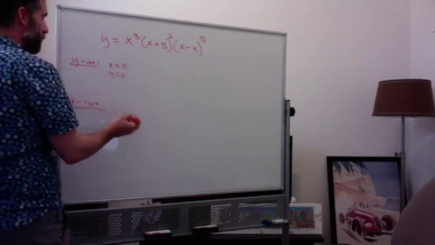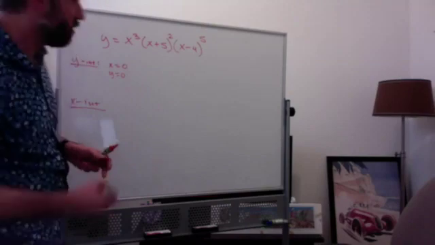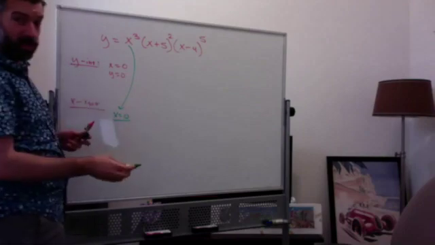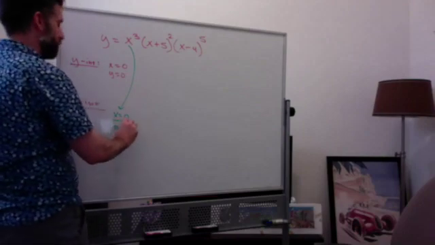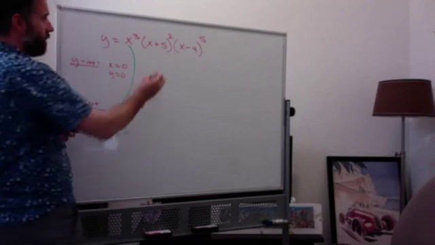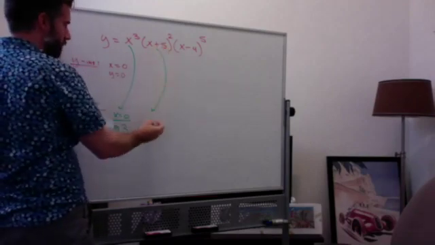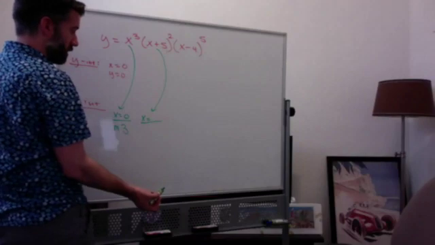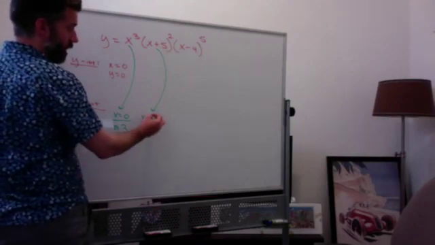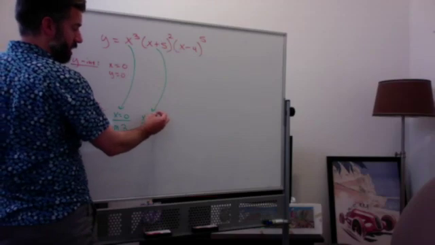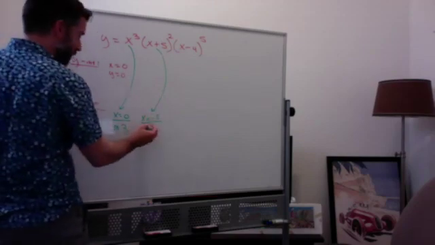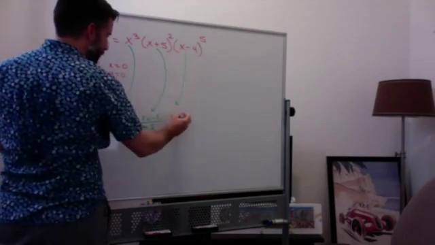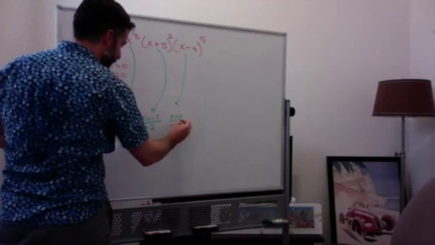X-intercepts. So let's use some green pen here. From this factor, we're going to get x equal to 0 with a multiplicity of what? 3. Yeah. Okay, what x-intercept are we going to get from this one? X equal to -5 with a multiplicity of 2. And from this last one, we're going to get x equal to 4 with a multiplicity of 5.